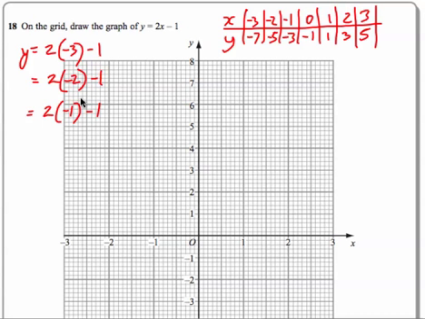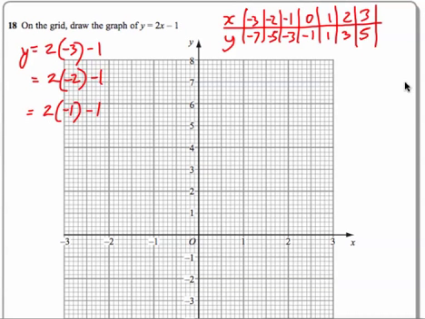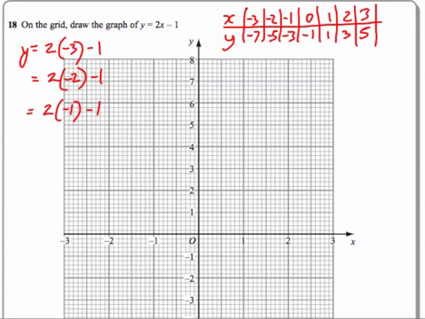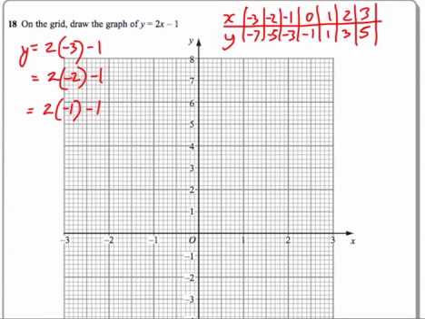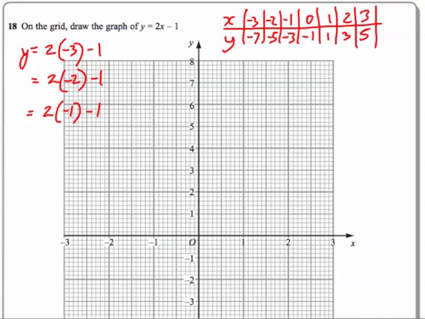Now, so that I'm going to plot this graph, actually no, I'll leave those up there, that's fine. I was going to rub those out, but we'll leave them there. They're not going to interfere. So let's plot this graph now.